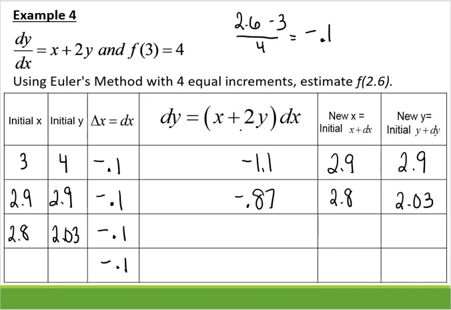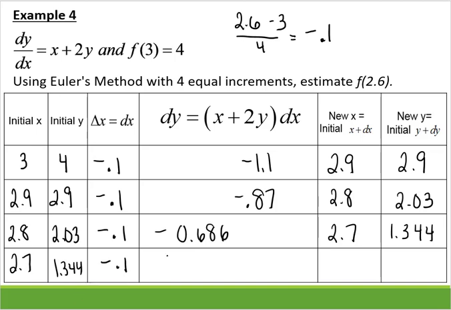Again, plugging in 2.8 plus 2 times 2.03 times dx, and I get negative 0.686 and 1.344. Here I get negative 0.5388. My new x is 2.6.